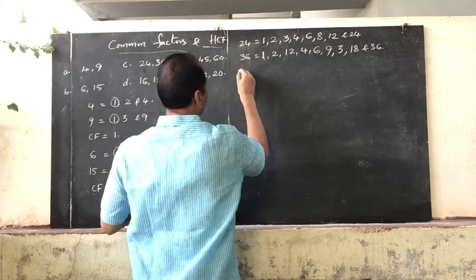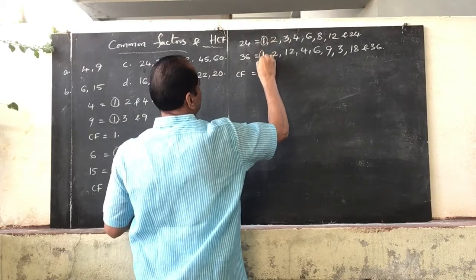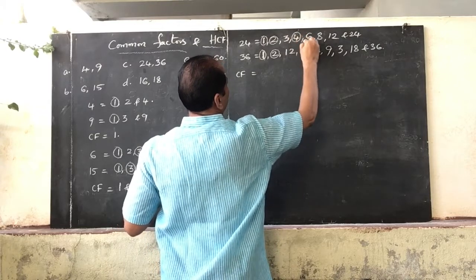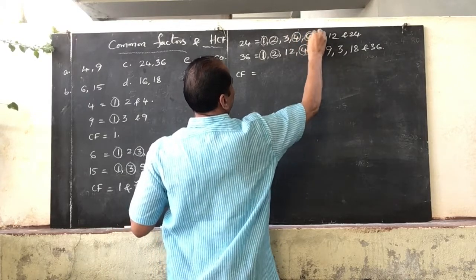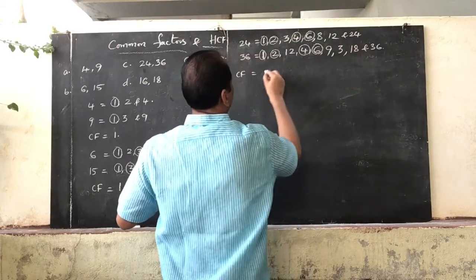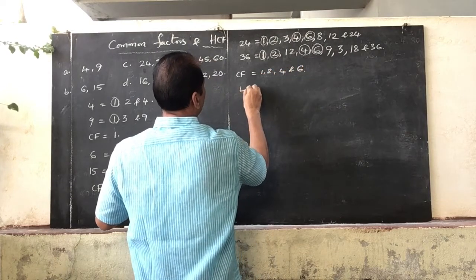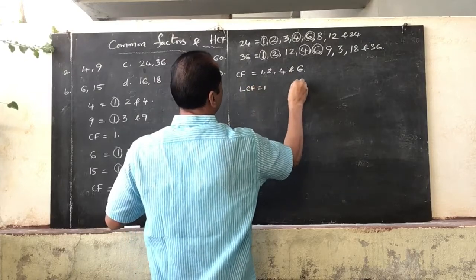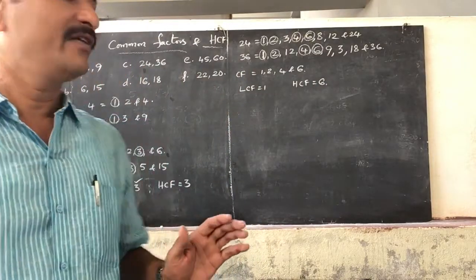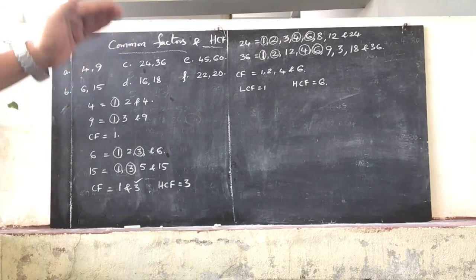So in this, the common factors of 24 and 36: 1 yes, 2 yes, 3 yes, 4 is a common factor, then 6 is a common factor. Okay, so 1, 2, 3, 4, 6 and 12. The least common factor is 1, the highest common factor is 12. Okay, so like this you can easily find the common factors of any numbers. The common factors of these numbers you will get like this.